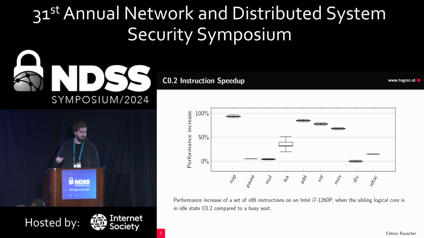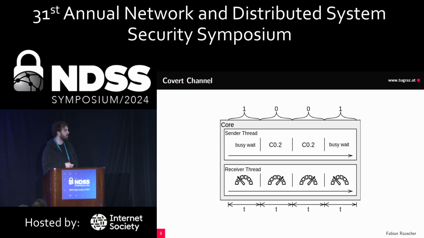So first thing, when we have something like that, we build a covert channel, and that's what we did. We did this covert channel first in a time-sliced approach, so you have a sender thread on one logical core and a receiver thread on the other logical core. The sender either does a busy wait or goes into C0.2. The receiver thread just executes some NOP instructions, because NOP gets faster if the other thread is in C0.2, so perfect for a covert channel like this. If we want to send a 1, the sender busy waits. If we want to send a 0, the sender goes into C0.2.